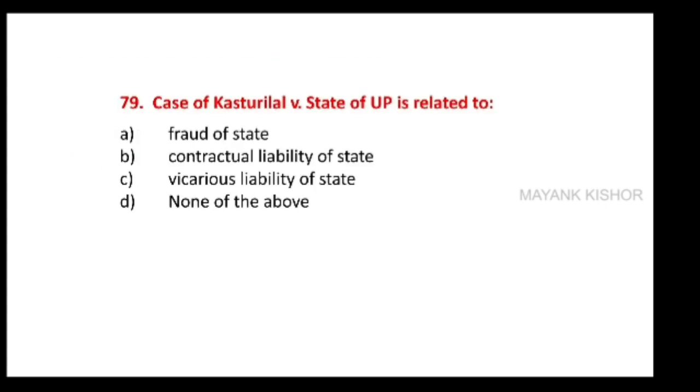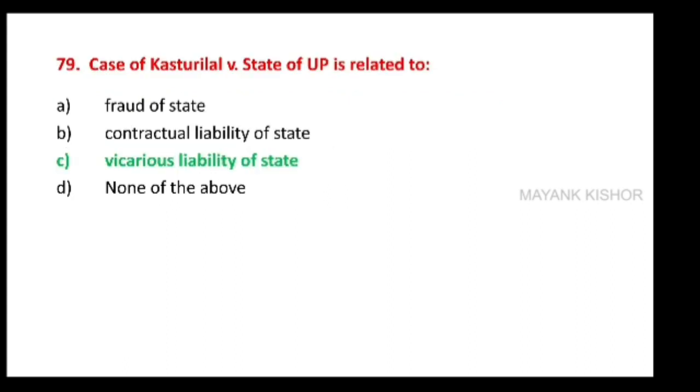Next question, question number 79. Case of Kasturilal versus State of UP is related to option A, fraud of a state, option B, contractual liability of a state, option C, vicarious liability of a state, and option D, none of the above. And the correct answer is, Kasturilal case is related to vicarious liability of a state.